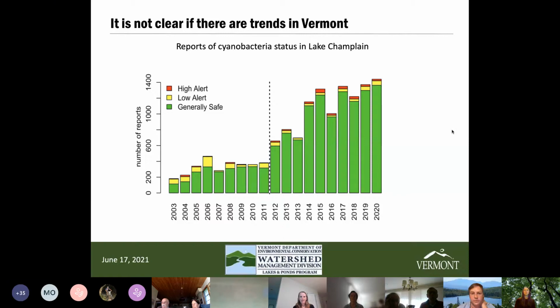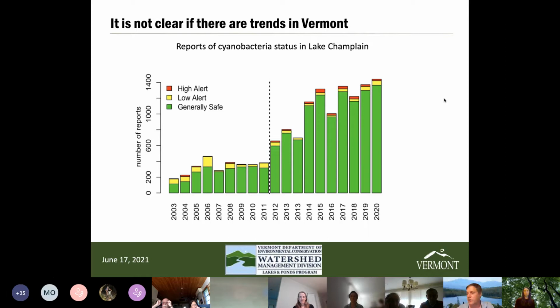To bring it to a Vermont scale, I think we can say that it's not really clear if there are any trends in Vermont based on the data that we have to date. We do have a lot of reports of when cyanobacteria blooms occur, and these come from the Cyanobacteria Monitoring Program that we run in DEC together with the Lake Champlain Committee and the Vermont Department of Health. On the right side of this dashed line, these are all visual assessments that volunteers and staff send in saying there's a bloom here or there's not a bloom here.